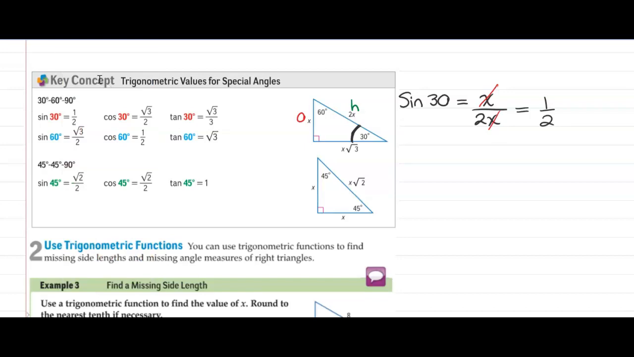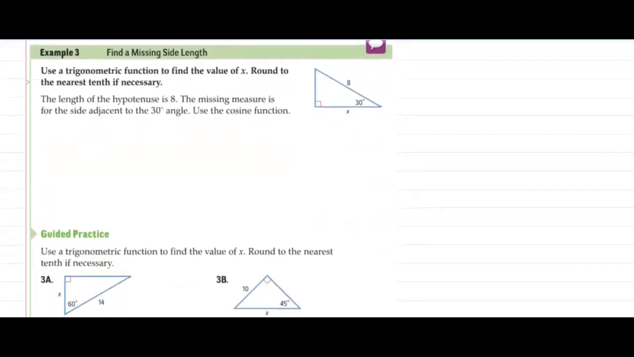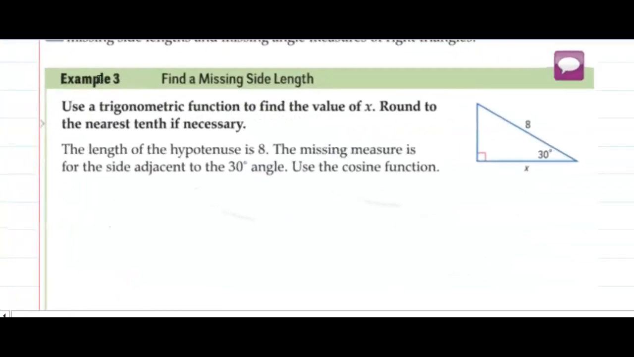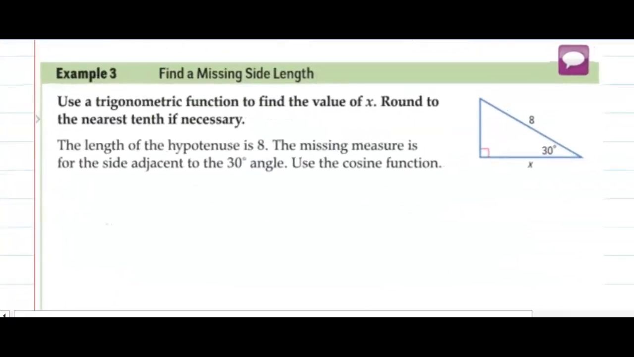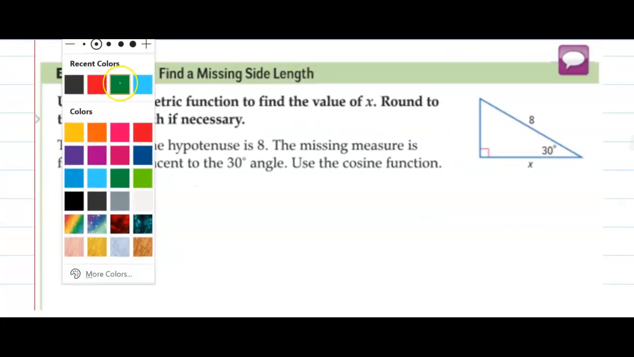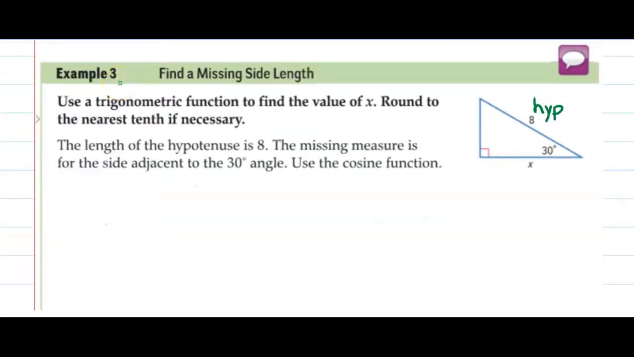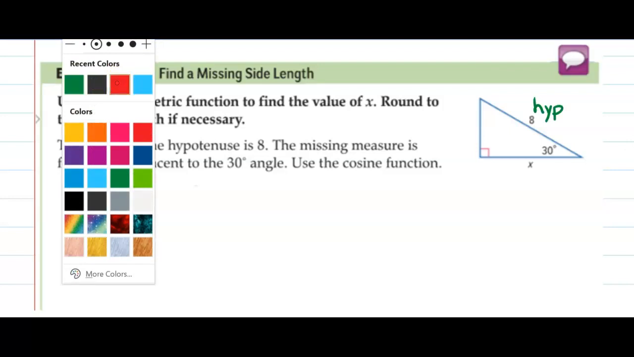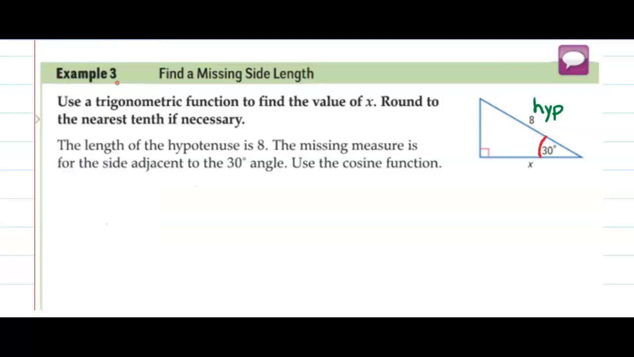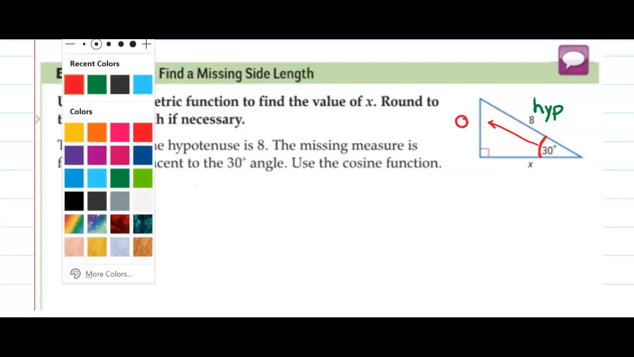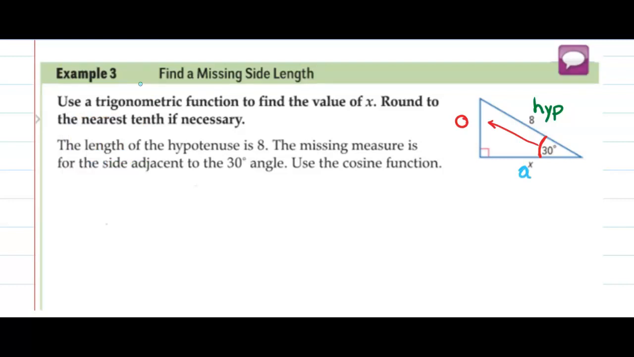You don't have to have these memorized, it's just kind of nice to see some of the common special angles and how you get those ratios, why they equal what they equal. On example 3, we're going to find the missing side. We know that the hypotenuse is opposite the 90. We know that the side opposite the angle that's labeled, that's the only angle we care about, would be right here. And finally, this would be our adjacent side.